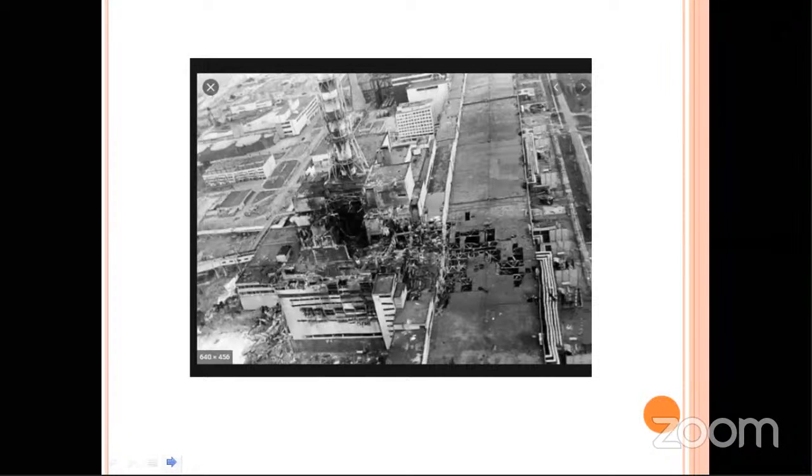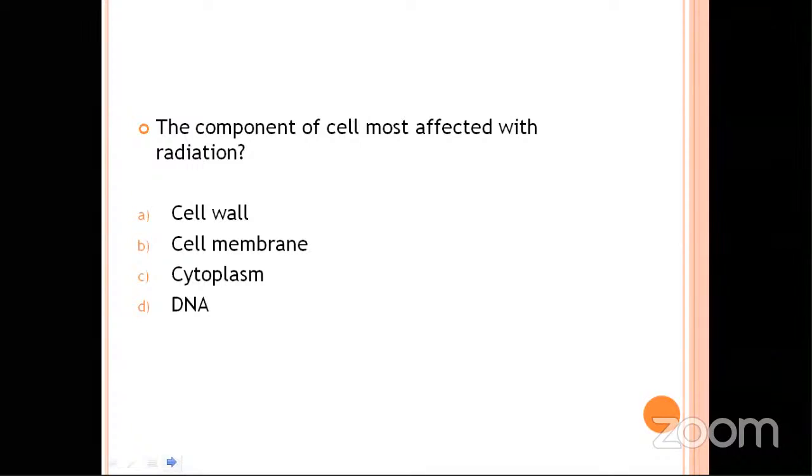So let's see certain questions with respect to radiation biology. The component of the cell most commonly affected by radiation is: cell wall, cell membrane, cytoplasm, or DNA. So DNA, which is present in the nucleus, is the component most affected by radiation. Okay. So the effects are deterministic or stochastic.